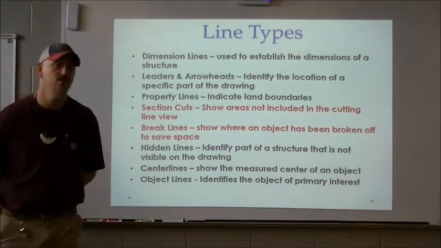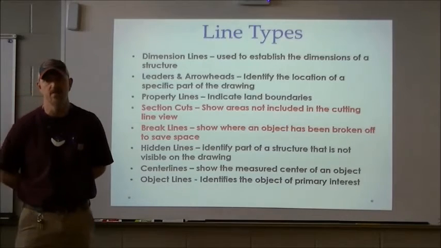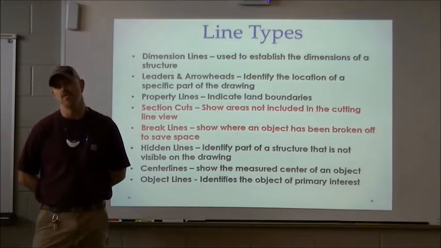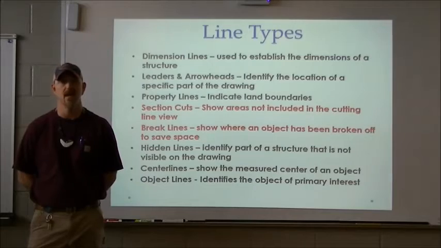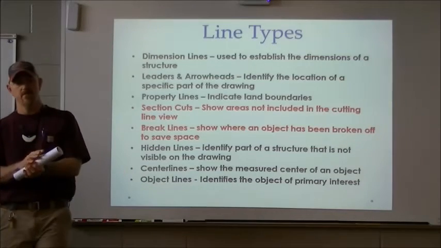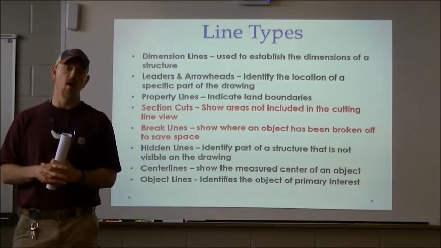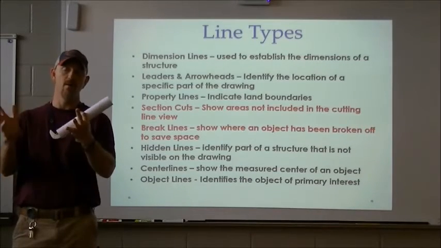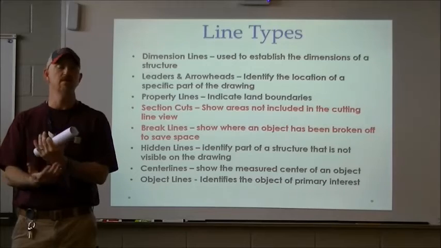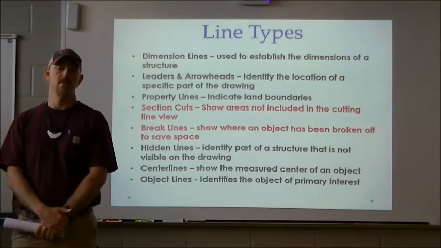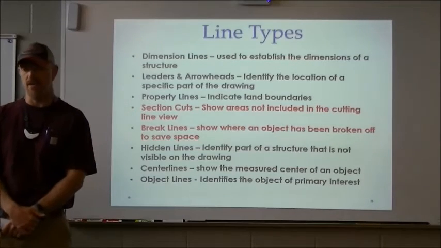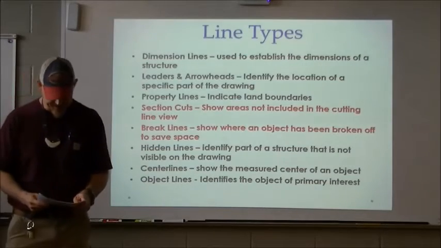Break lines will tell you where a part's been broken off to save space. Hidden lines will tell us where something is that cannot be seen. For instance, if we have a drawing that shows a wall and something was in the wall, but when you're looking at the drawing you can't see it, they would indicate that with a hidden line, and it's usually a dotted line.